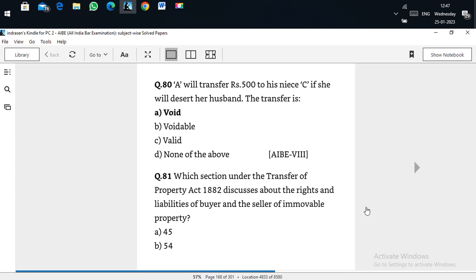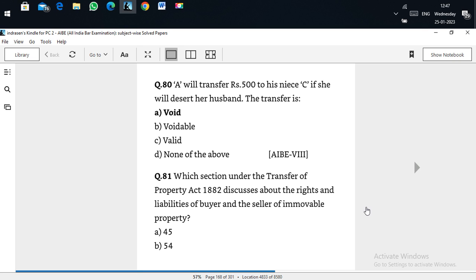A transfers rupees 500 to his niece C. If she deserts her husband, the transfer is void. This kind of illegal condition is void for the transfer.